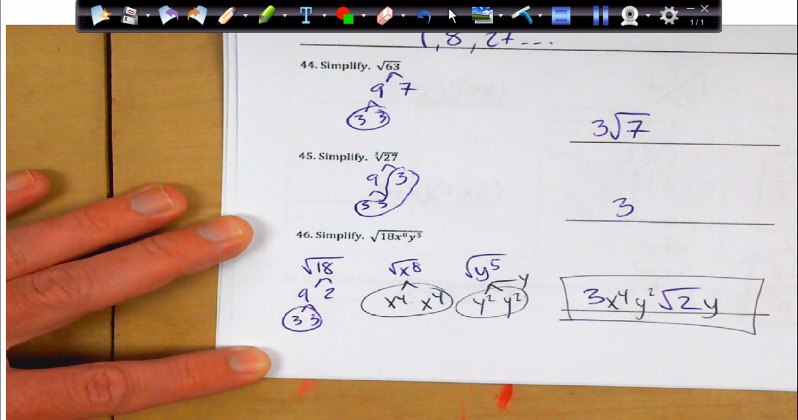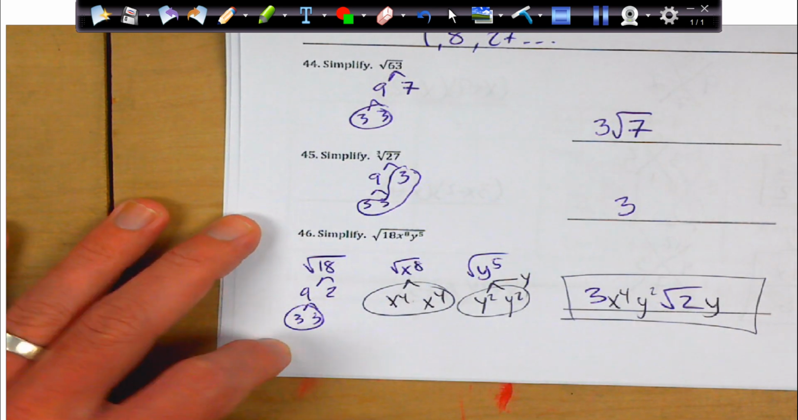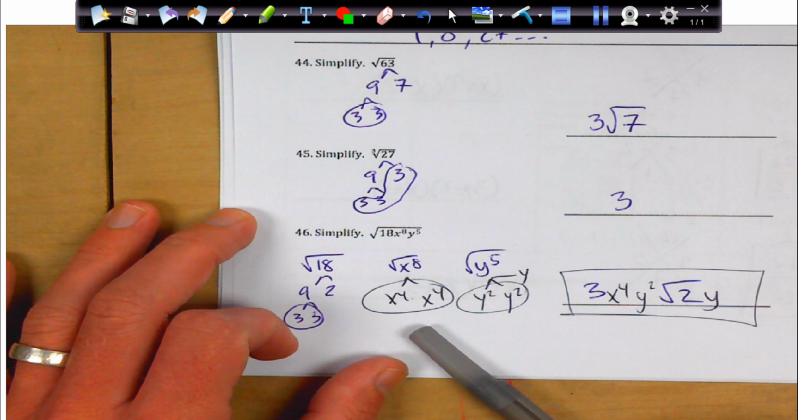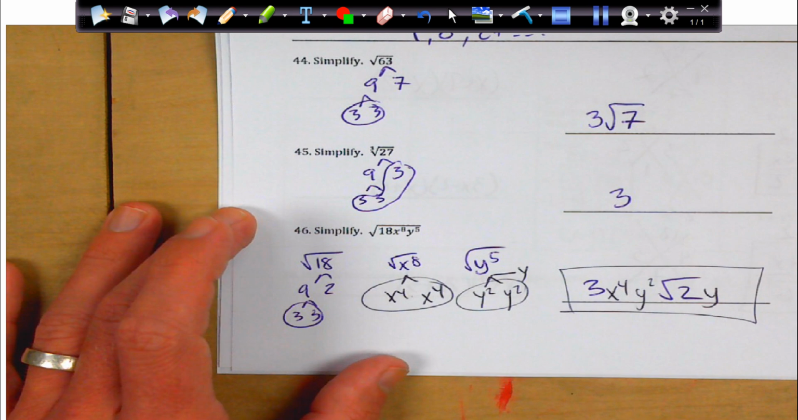And there we go. So sometimes easier to look at it as separate pieces. The exponents are kind of easier. Just trying to divide it by 2 and get 2 equal groups. If there's leftovers, it's going to stay in the radical.